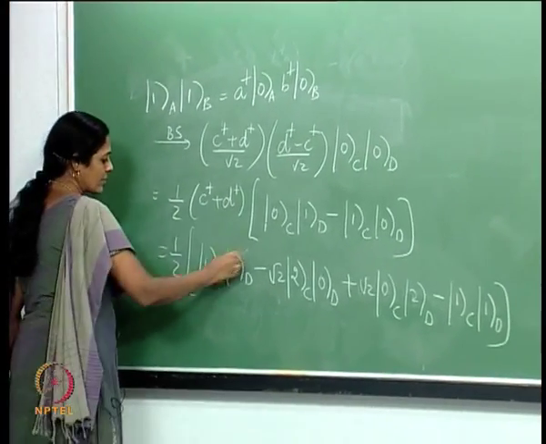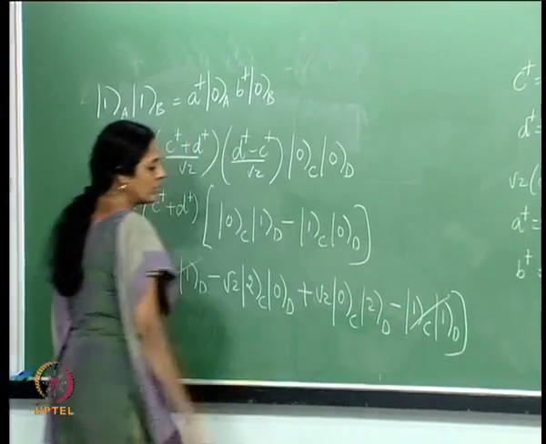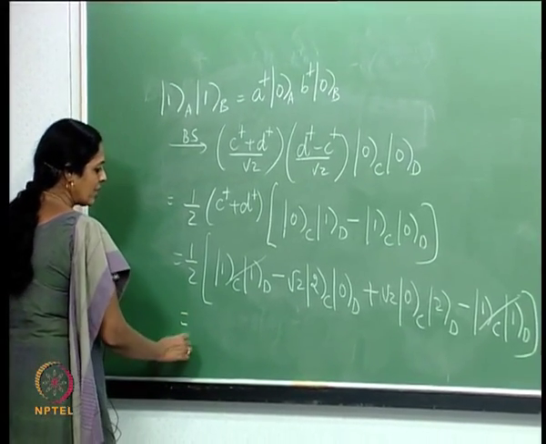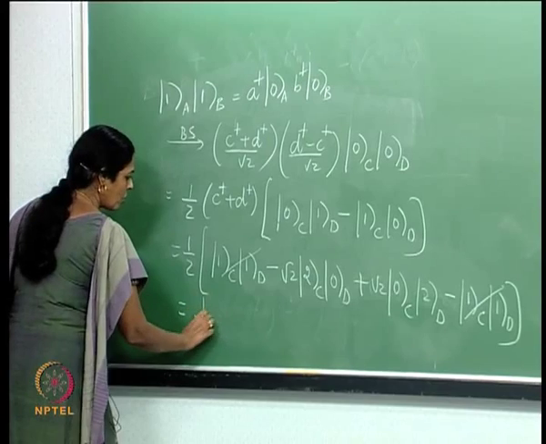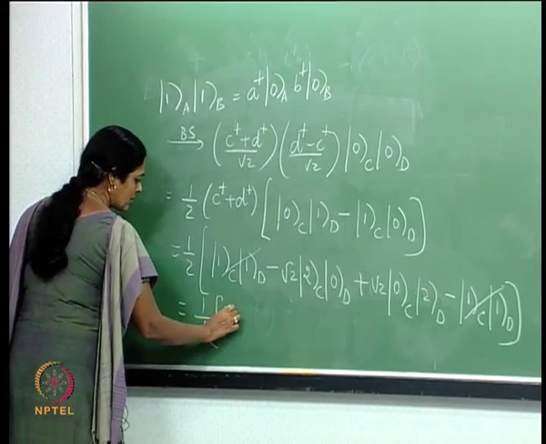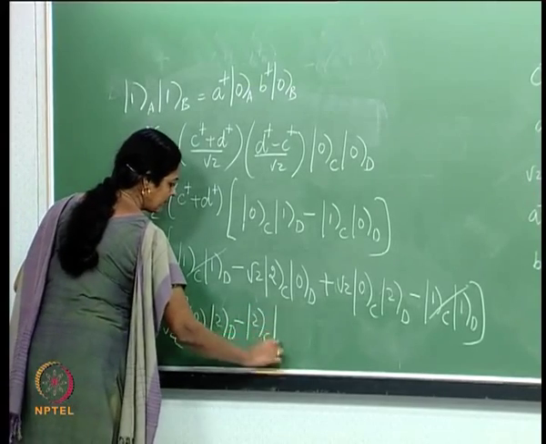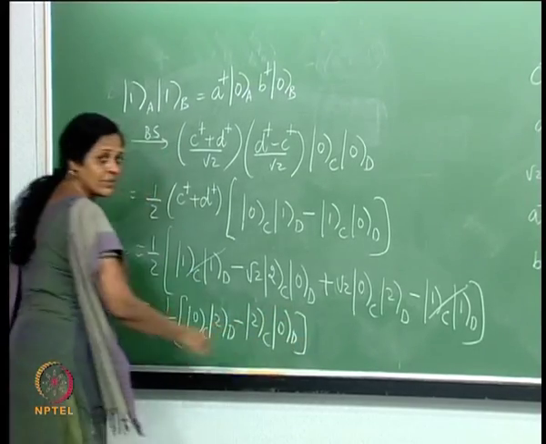There is a cancellation between these two terms, and I just have my final answer as 1 by root 2 (|0_C 2_D⟩ − |2_C 0_D⟩).